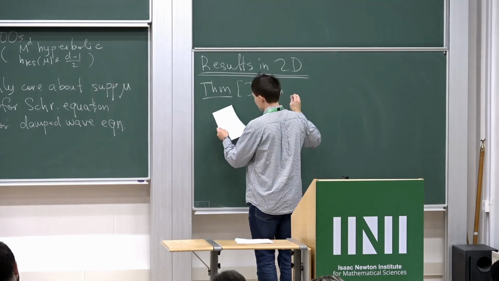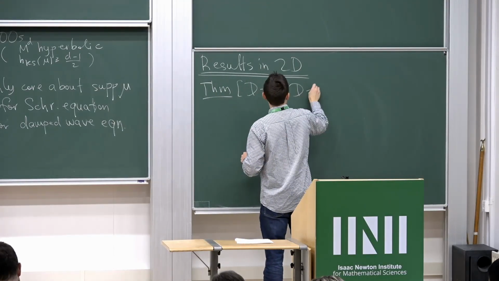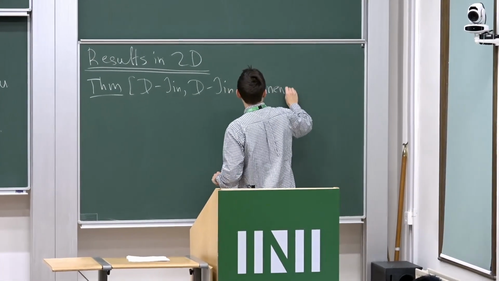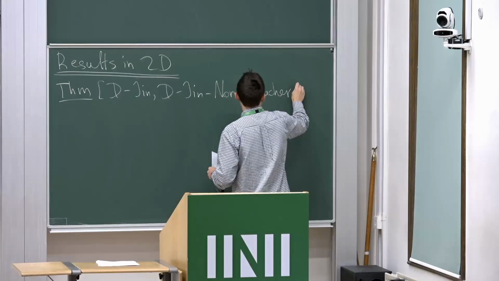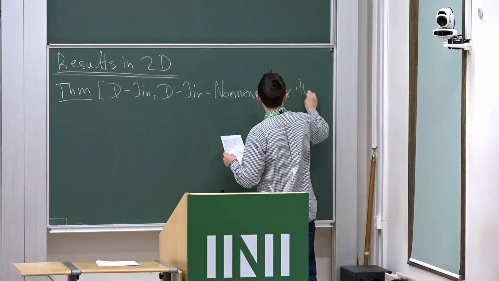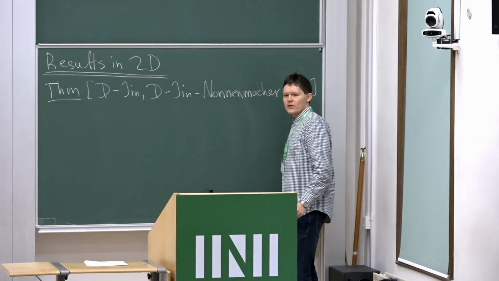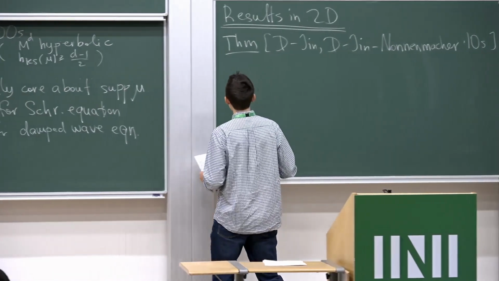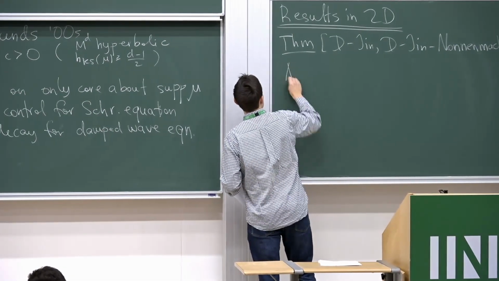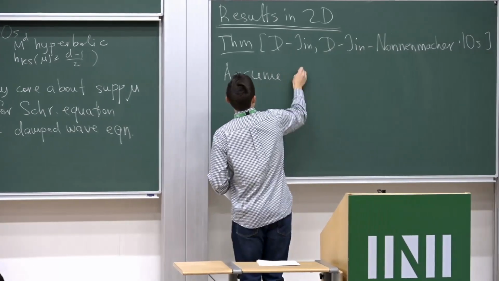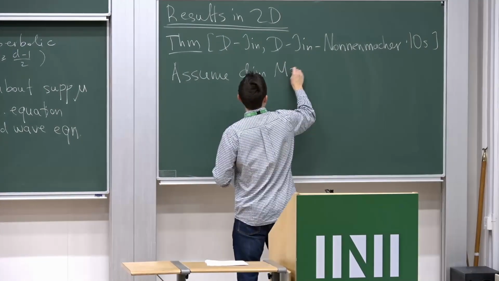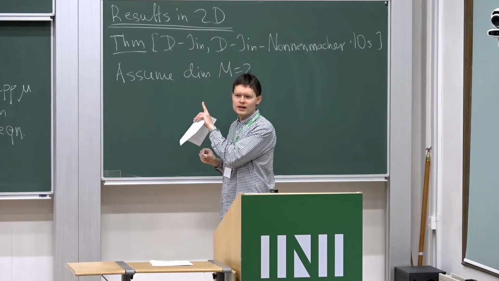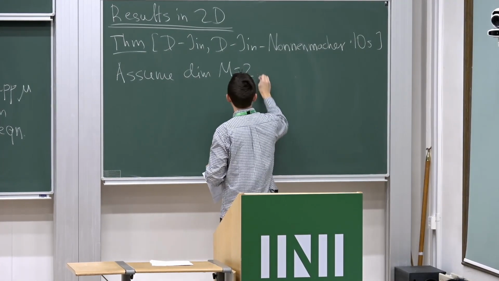So it's due to myself and Jin in the constant curvature case, and then myself, Jin, and Nonnenmacher, or Jin, Nonnenmacher, and myself, I'm sorry, in the variable curvature case. That was done in the late 2010s. Assume the dimension of my manifold is 2, and I always assume it's negatively curved.